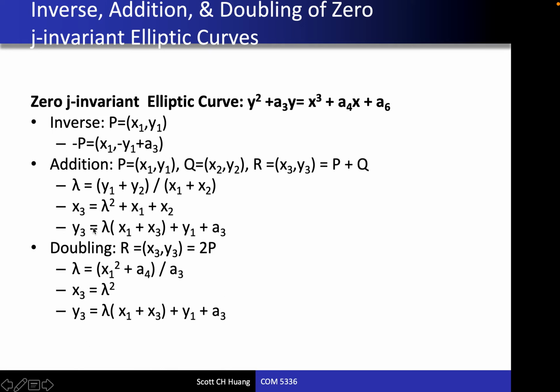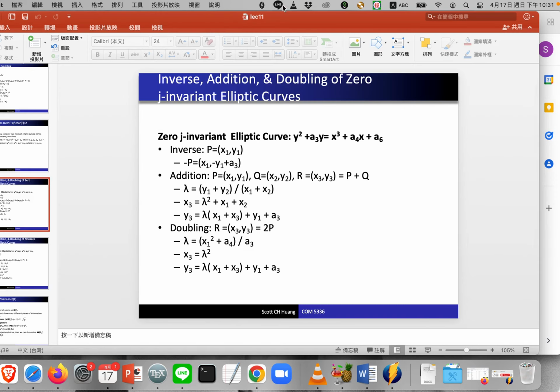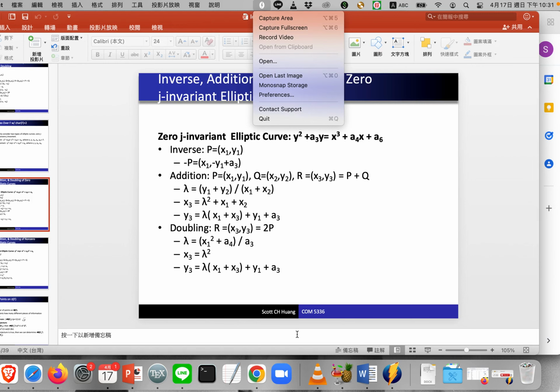then it's like this. You can try it at home. Just do a translation, and then you can derive the formulas for addition and doubling. That's it. Let's just stop here, and we'll continue next time with non-zero J invariant elliptic curves. Okay, so that's it.